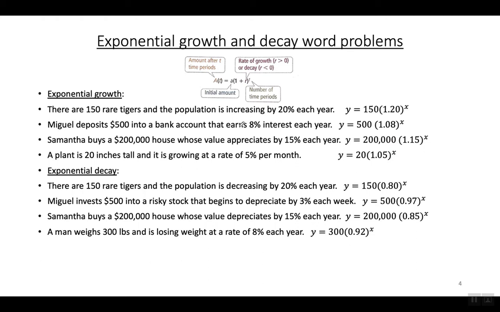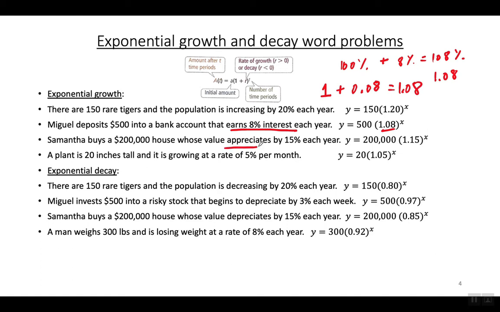Okay, look at this one. A bank account that earns 8% interest each year. So I can think about it as 100% plus 8% each year equals 108% total. And when I change 108% to a decimal, I'd have 1.08, which is what's right here. Or you could think about it as 1 plus the rate of growth, which is 8%. But when I write 8% as a decimal, it's that. So that gives me 1.08.